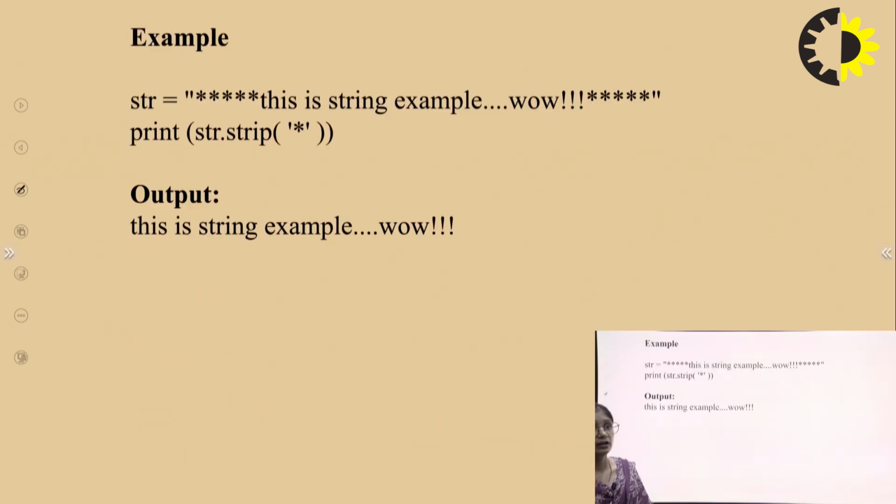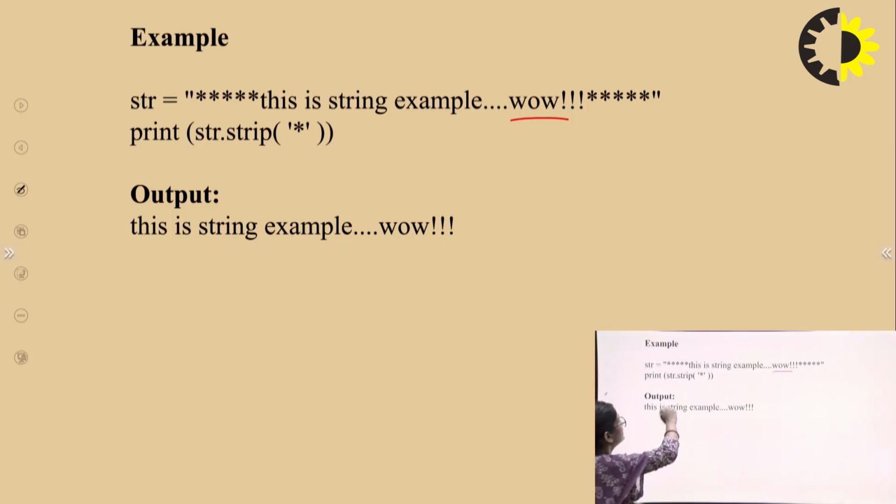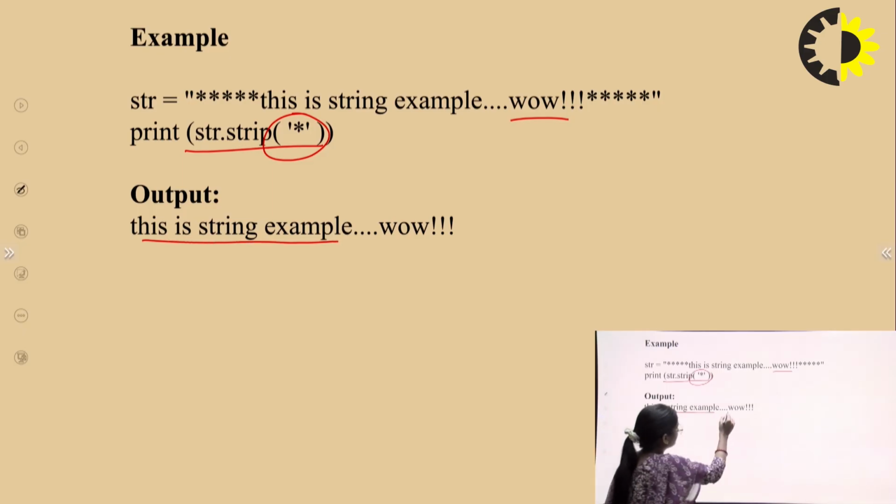Now the strip syntax is string.strip. What is the example here? "This is a string example....wow". Now print string.strip with a star, and the output is "this is a string example....wow".